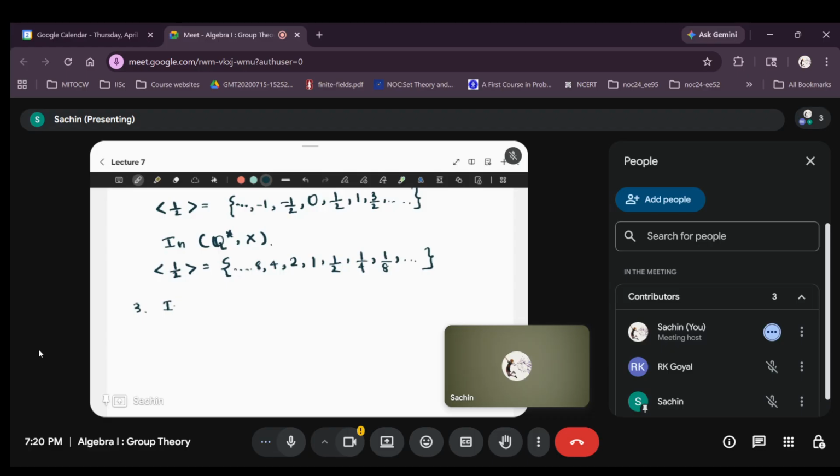Then in Q and Q star, the same Q and Q star from question 2, find the order of each element. First, let's see Q. Pick any element and can you tell me what the order would be? If I gave you a random element.